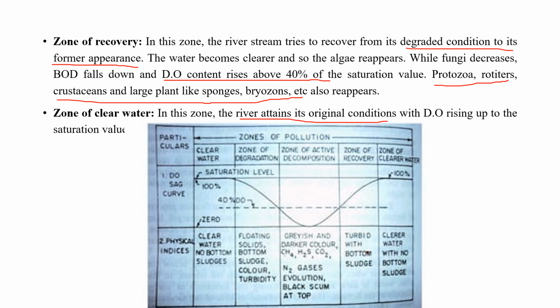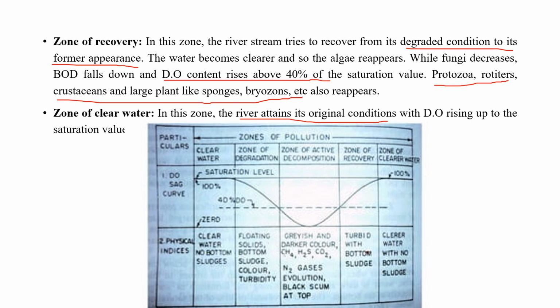So this is the typical block diagram. Where the zone of clear water is actually the zero zone. Okay, zone zero. So this is zone one. This is where the sludge will be deposited. So floating solids, bottom sludge, color, turbidity, everything will happen here. When it comes to the zone of decomposition, it will be a grayish and darkish color, and there will also be some gases available there, which are harmful for human beings and any other aquatic organisms that are present in this zone of active decomposition.